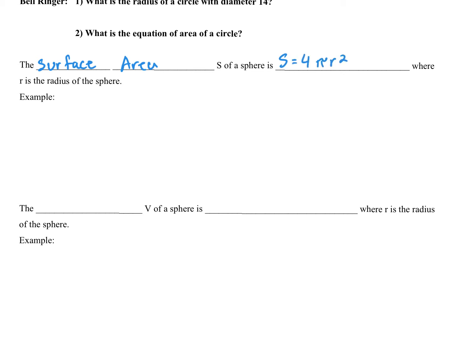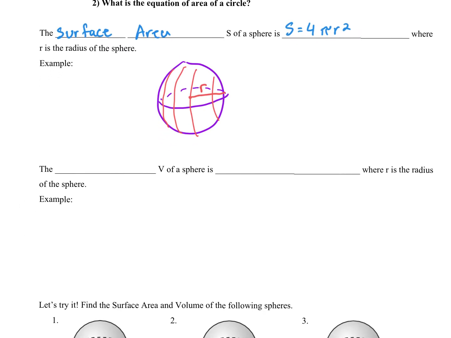So we have a sphere, which is a ball. This here being the radius. The surface area is the thing that wraps around the ball. As I always like to think of it, surface area is like wrapping paper.